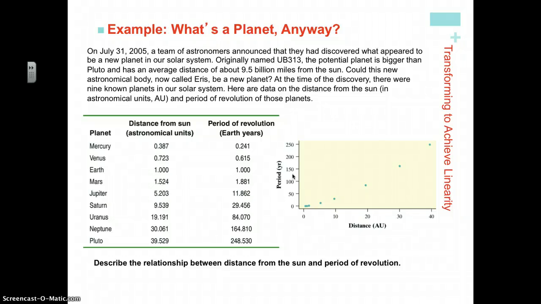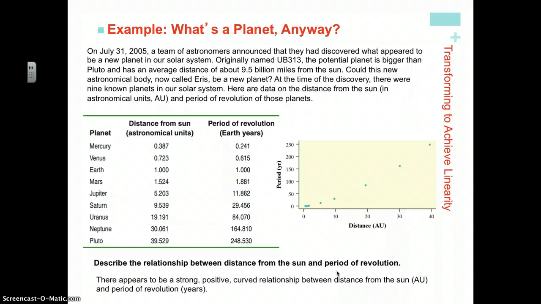Here are the data on the distance from the sun in astronomical units and period of revolution of those planets. I think an astronomical unit is like the Earth's distance to the sun. So describe the relationship between the distance from the sun and the period of revolution. There appears to be a strong positive but curved relationship between the distance from the sun in astronomical units and period of revolution in years.